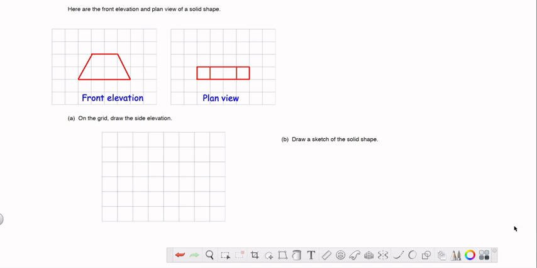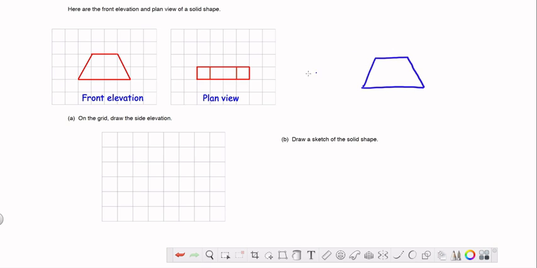Okay, what might be a good idea, and what I find easy, is for me to draw the 3D shape first, draw a sketch of the 3D shape. I'm just going to sketch it. Use a ruler. If you make mistakes, you can rub it out. From the front, that bit's easy. So if I was to draw a sketch of the solid shape, I know the front is going to look something like that, because it's right here, the front elevation.